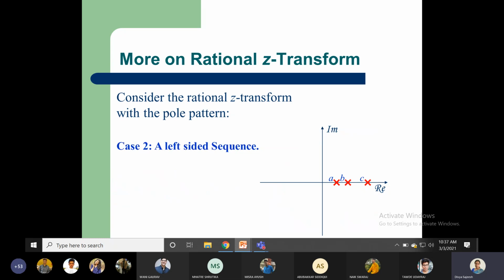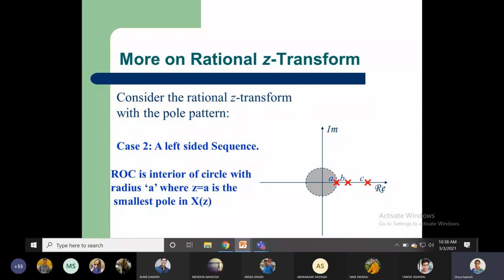The next case is to consider the rational Z transform with the same pole pattern, the same poles A, B and C, but it is a left-sided sequence. Now can you tell what will be the region of convergence for such a signal? Interior of the innermost circle. That is the smallest pole, which is A. So it will be the interior of the circle with radius a, where z equal to a is the smallest pole in X of z.